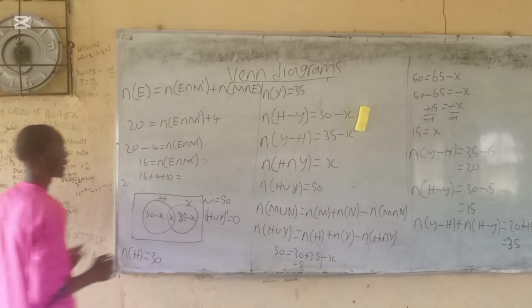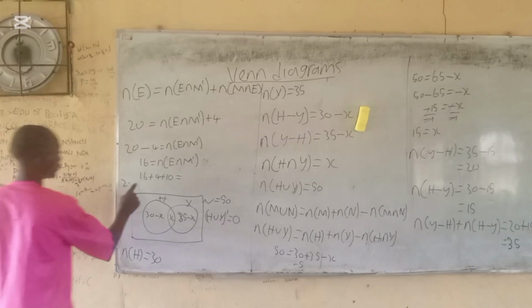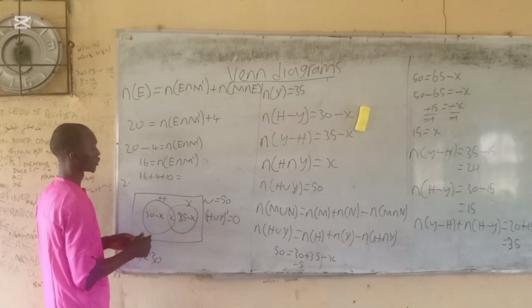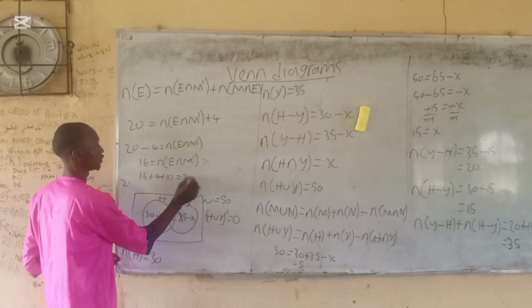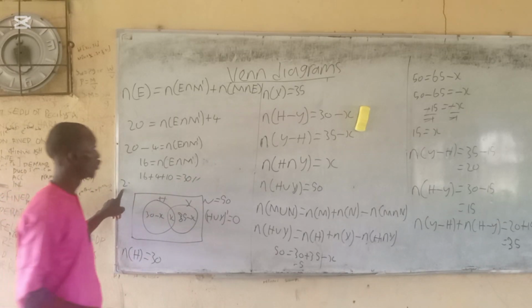It's going to give us 30. 16. Now, 16 plus 4 gives us 20. 20 plus 10 equals to what? 30. Answer is correct.